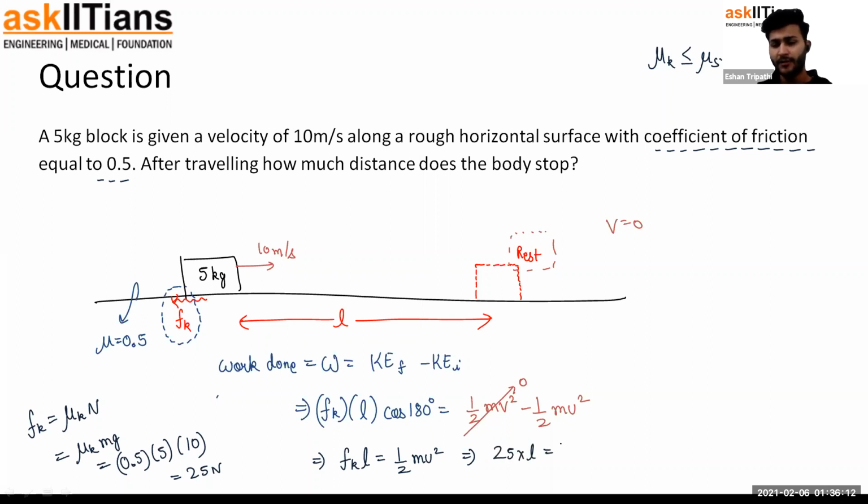L we do not know. We have to find it. Half into mass, which is given to be 5, and initial velocity is going to be 10, so 10 square. So it turns out that L is equal to 10 meters. After traveling a distance of 10 meters, the body is going to stop.